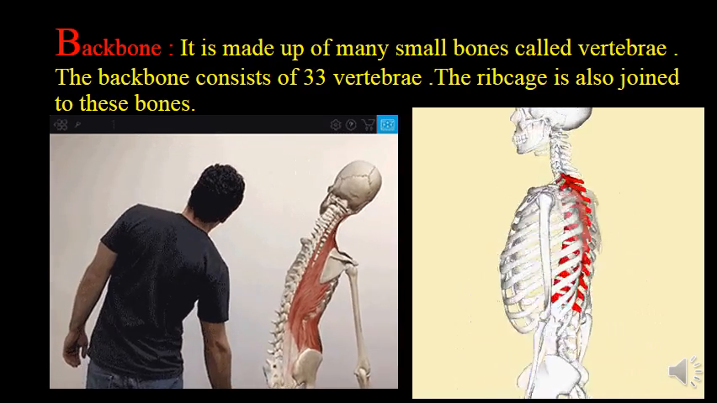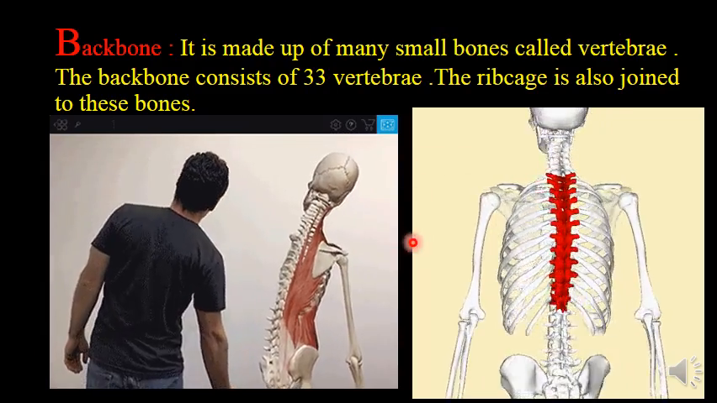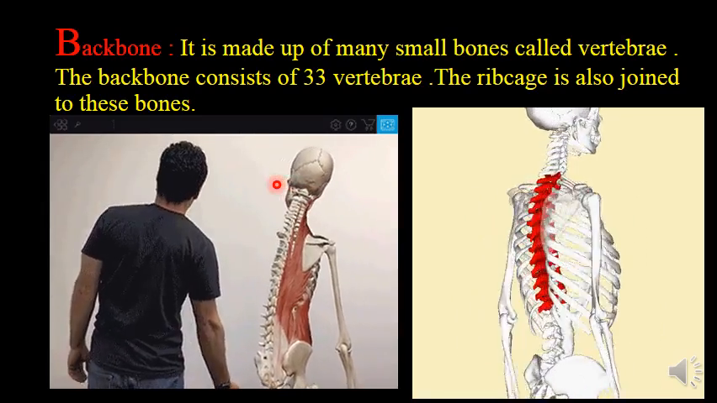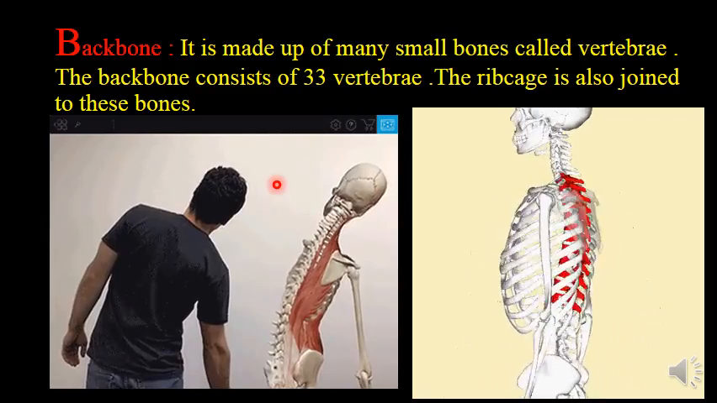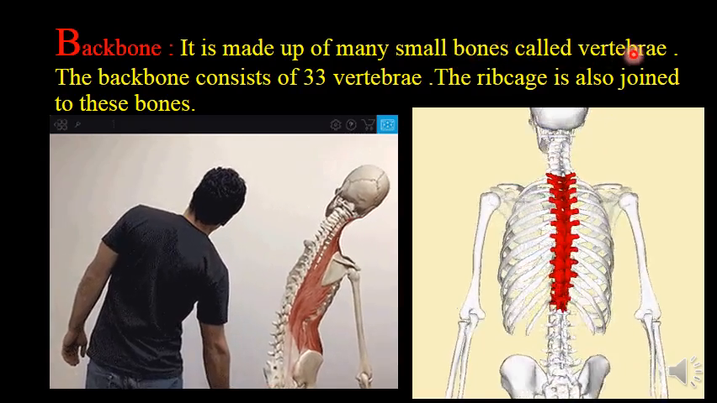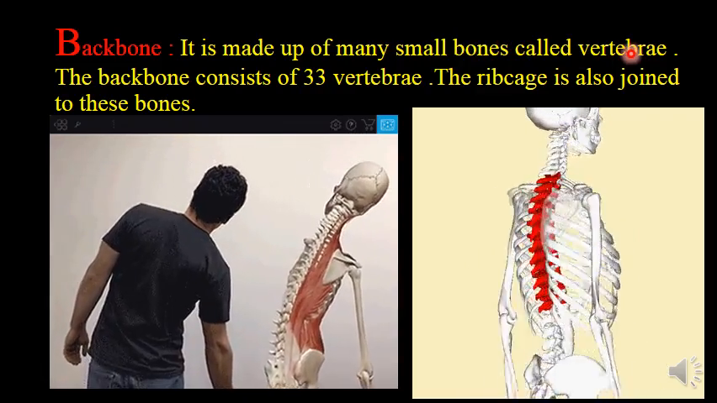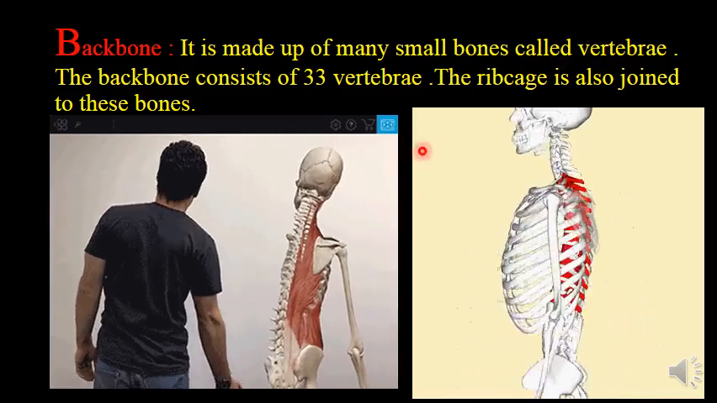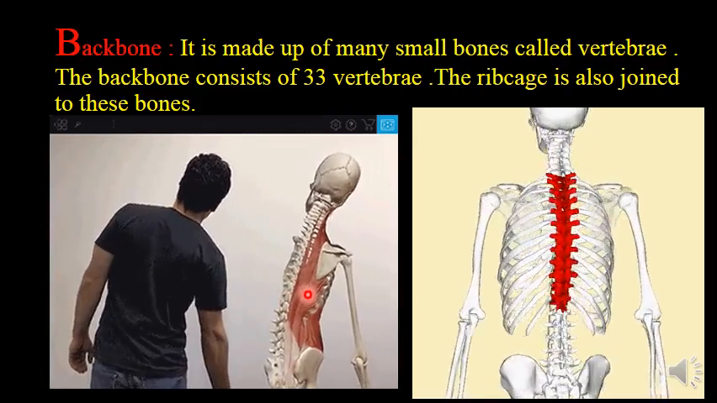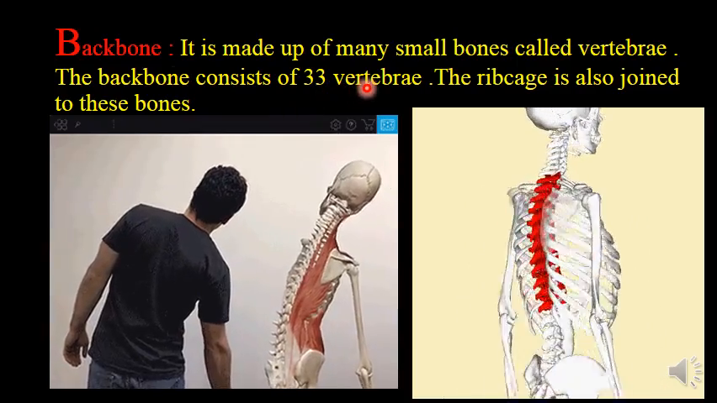Let us see the other joint which is fixed. Our backbone. All of us have a backbone. That's why we can stand straight and sit erect. Backbone is made up of many small bones called vertebrae, whereas the rib cage is made up of small bones called ribs. Here, the backbone is made up of very small bones called vertebrae. The backbone consists of 33 vertebrae.